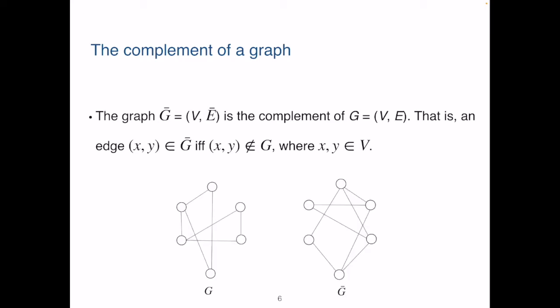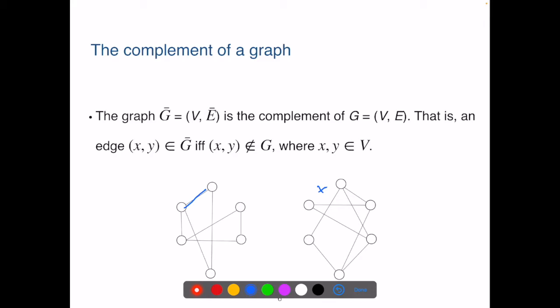The graph G complement has the same set of vertices as G and a complement set of edges, meaning if two vertices are connected in G, then they are not connected in G complement, and vice versa. Given G, we can easily construct G complement in polynomial time.